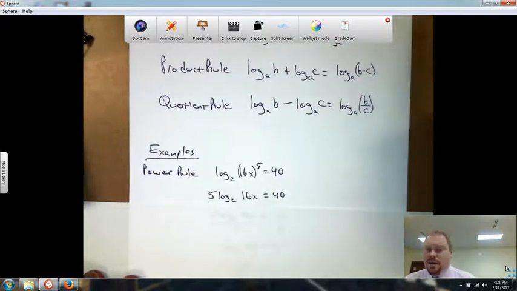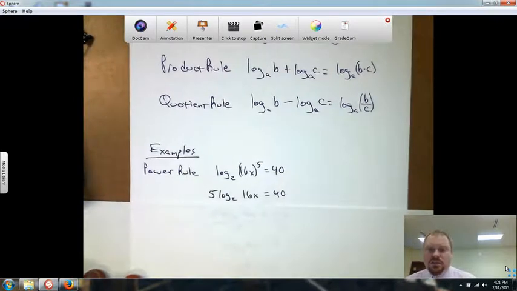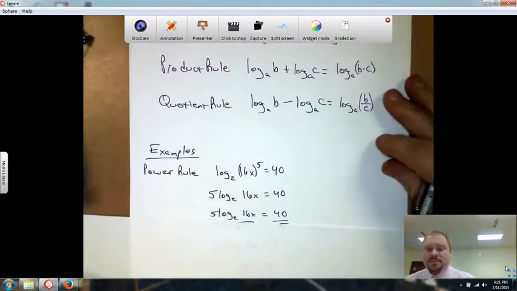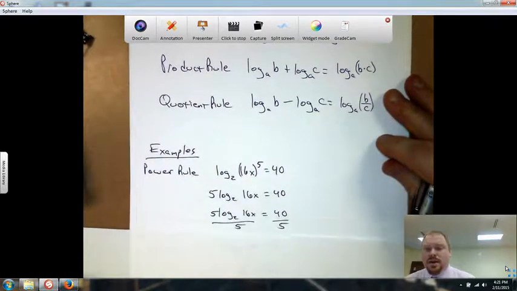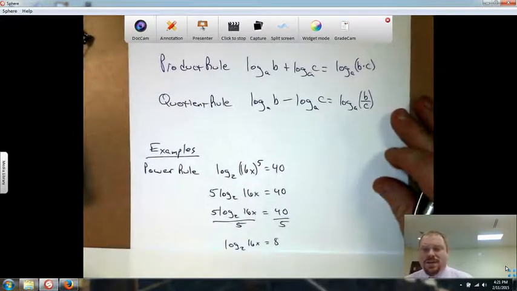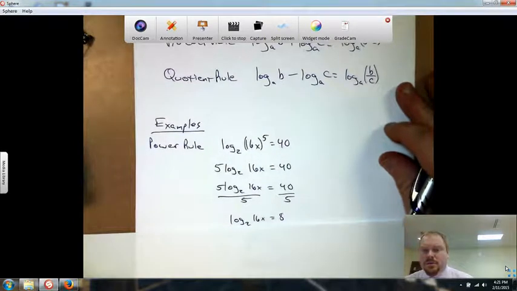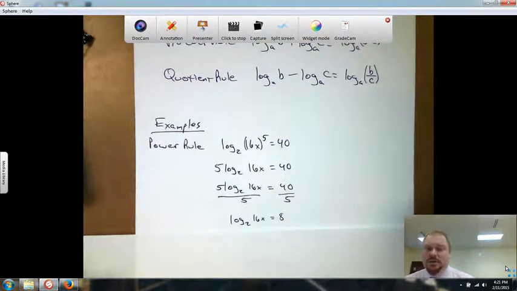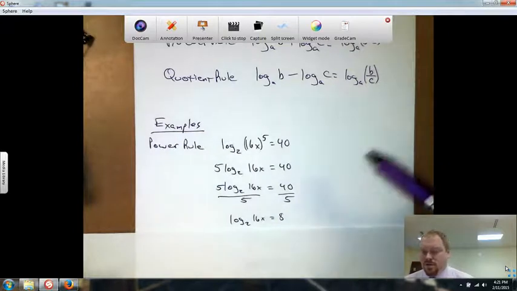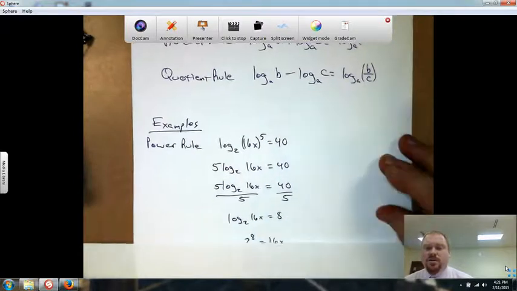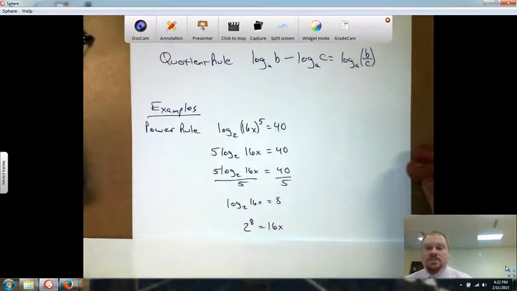Now, I want to get x out of this log, so what I've got to do is get the log by itself. So I'm going to divide both sides by 5. And that's what we see right there. Now, 40 divided by 5 is 8. So now I have a log equal to something that's not in a log. Whenever that happens, I convert to exponential form. So the 2 is going to become big, and these pieces here are going to crisscross. So that gives me 2 to the 8th equals 16x.